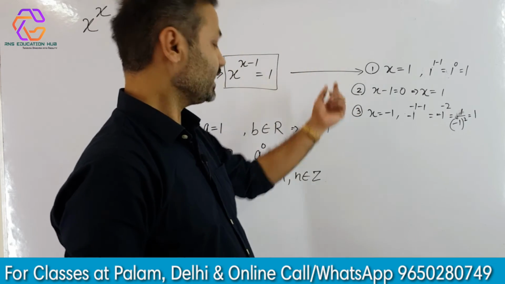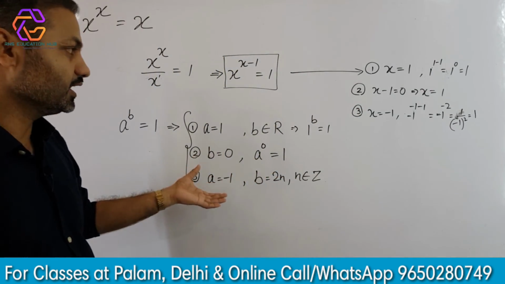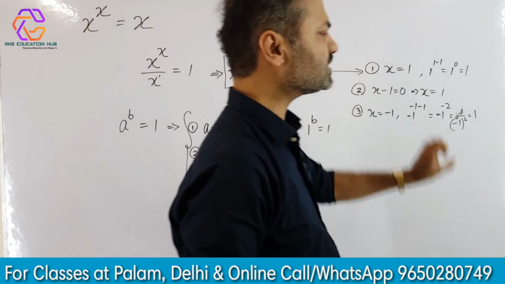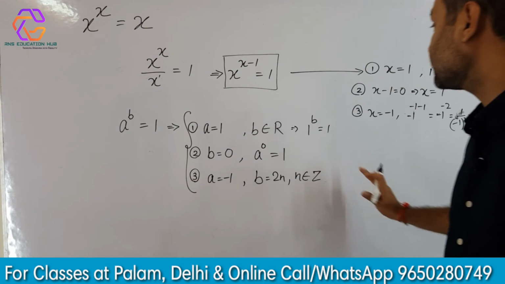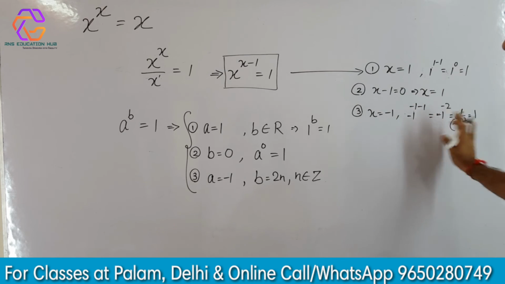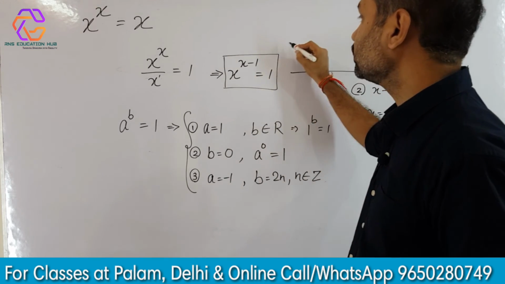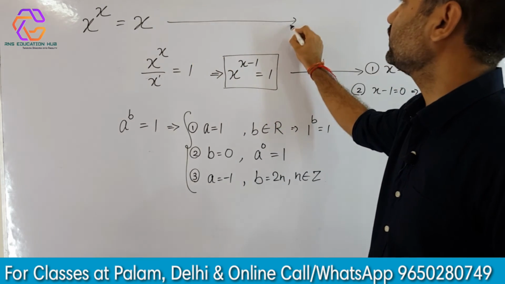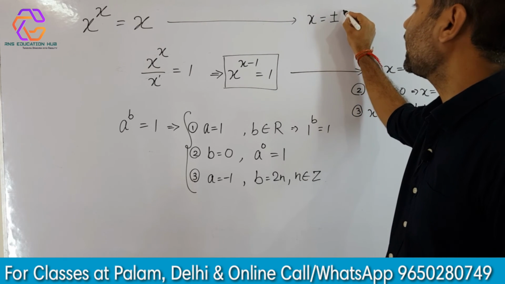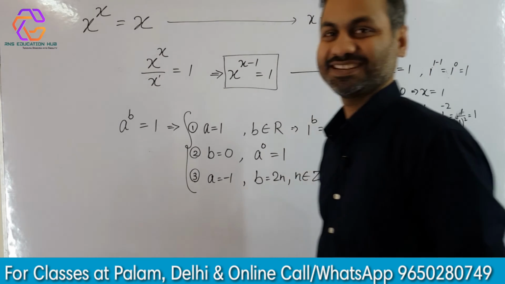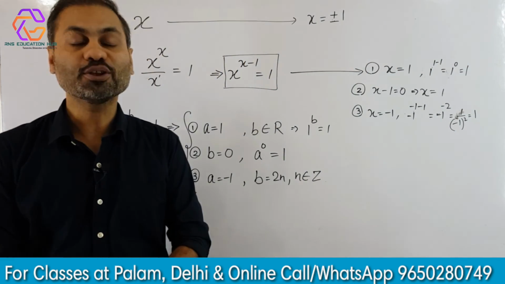So all the three conditions which I have taken here are satisfying my equation, and from these conditions we are getting that x can be 1 or x can be minus 1. So our solution for this equation is x equals plus or minus 1. So here it ends.